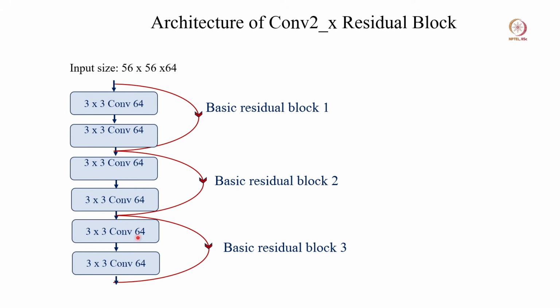Here, if you see, the number of input channels is 64, whereas the output also is 64 channels. So, we can use the basic residual block because we do not need to change the number of channels, the dimensions remain the same. Then we will look into the conv3_x architecture, what is there.